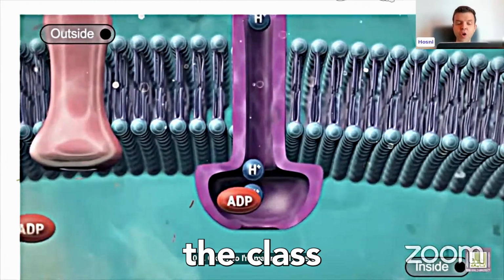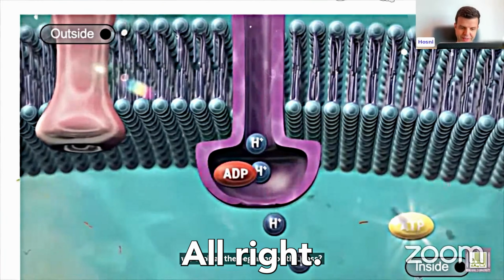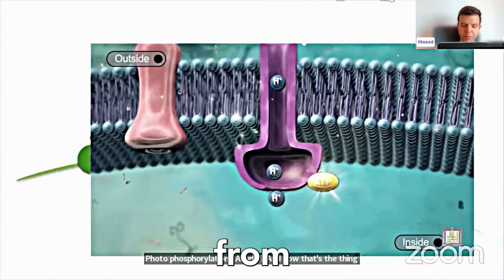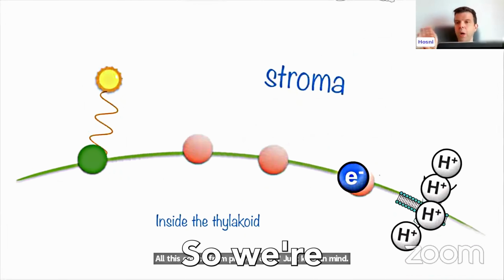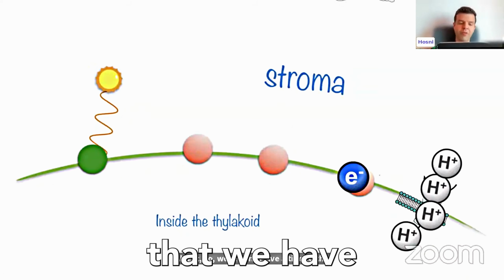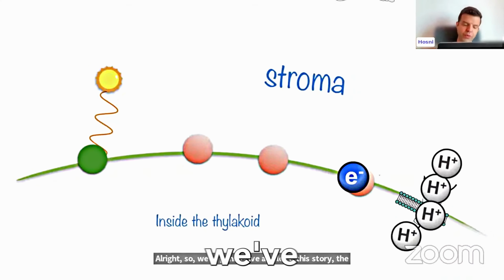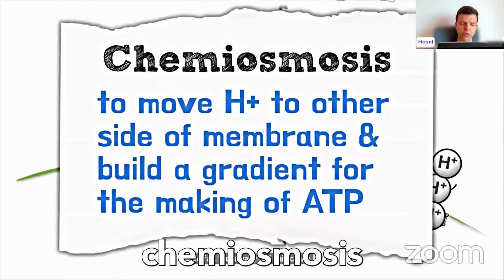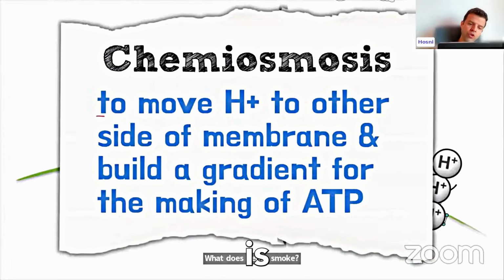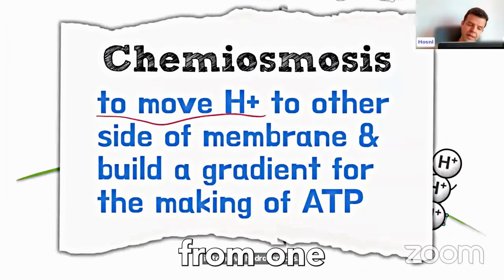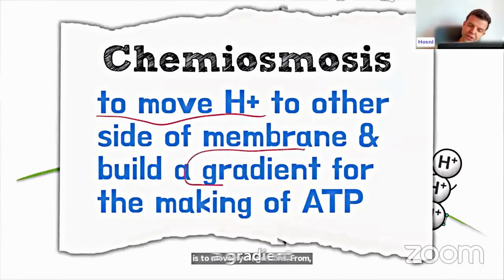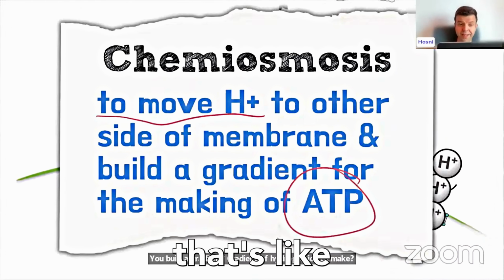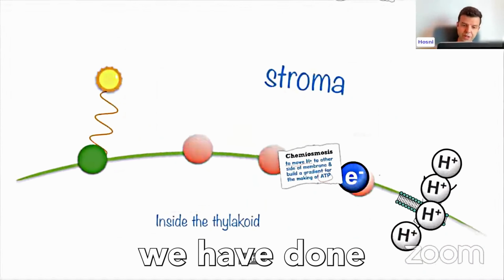Remember the word we took at the beginning of the class? Photophosphorylation, all right? And now that's the thing. We made ATP out of this process, all right? So we're going to give a title to this story that we have right here. What's the name of what we've seen here so far? We usually call this chemiosmosis. What is chemiosmosis? Definition: chemiosmosis is to move hydrogen ions across a membrane. You built a gradient of hydrogen ions to make ATP, right? So that's the official definition of what we have done right here.